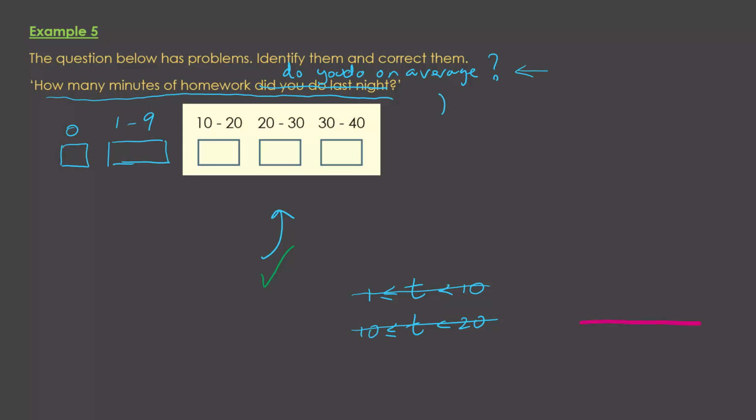And so what we might do is add to the question, rounded to the nearest minute. It's unlikely that anybody's actually timed their homework anyway. And the other thing that I would want here is a greater than 40 box.